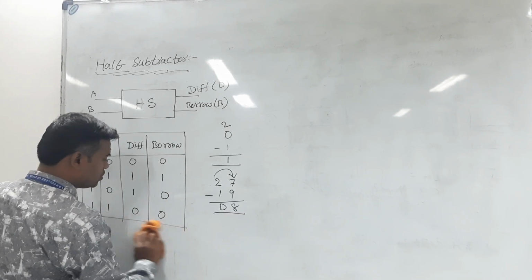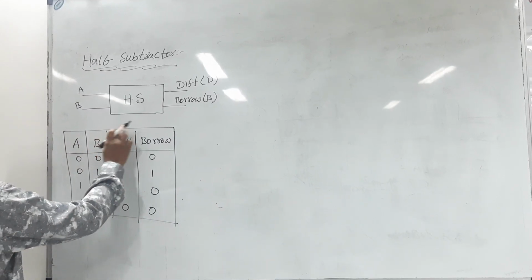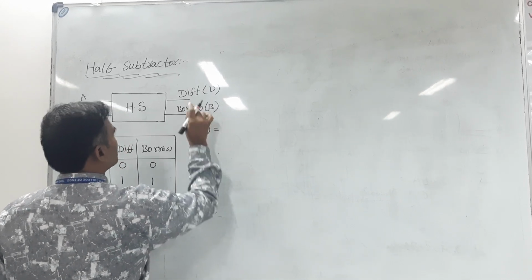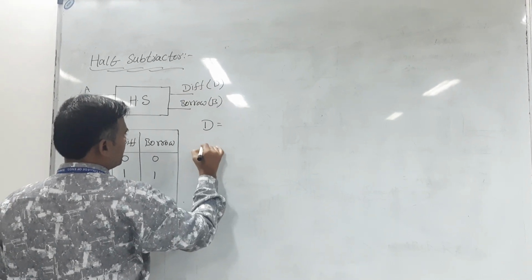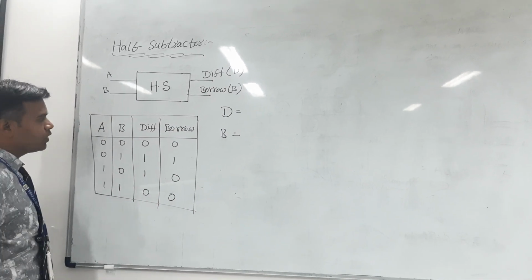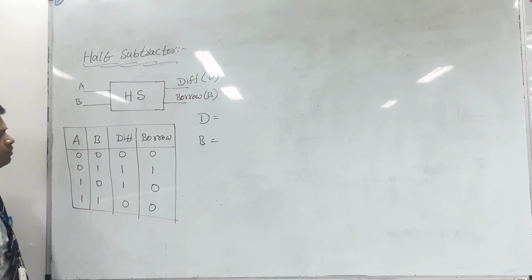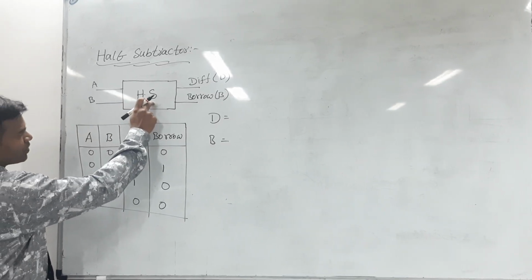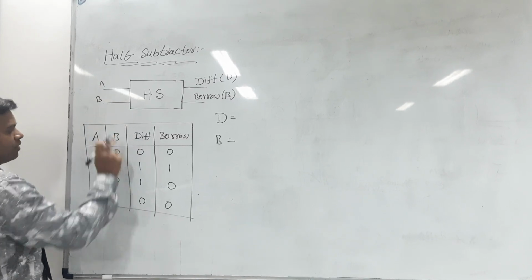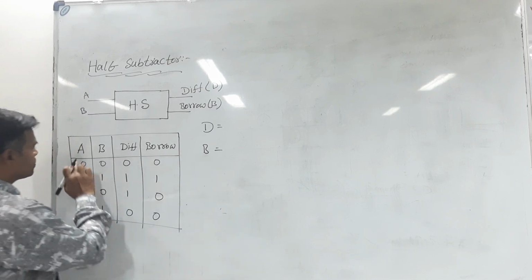So this is the way to fill the truth table for the half subtractor. Once you have constructed the truth table, you try to write the Boolean expression for the two output variables of the half subtractor: D, which is the difference, and B, which is the borrow. In the Boolean expression we express the output variables in terms of the input variables. The outputs are difference and borrow, the inputs are A and B. Try to express D in terms of A and B, and B in terms of A and B.